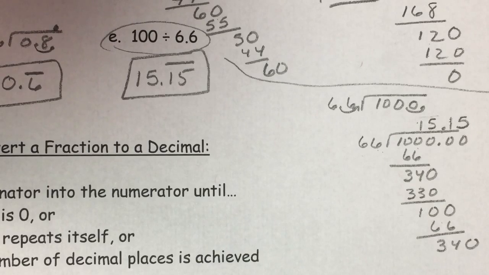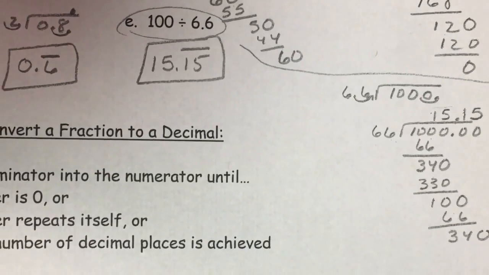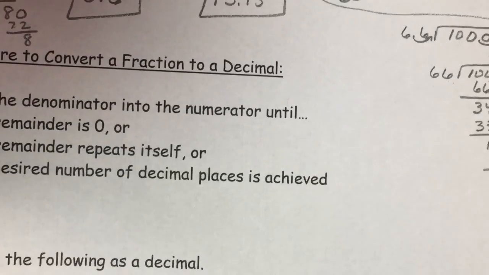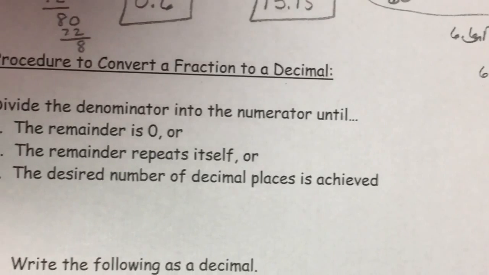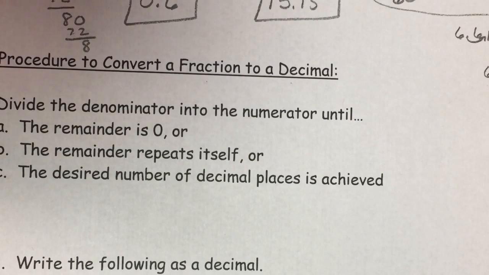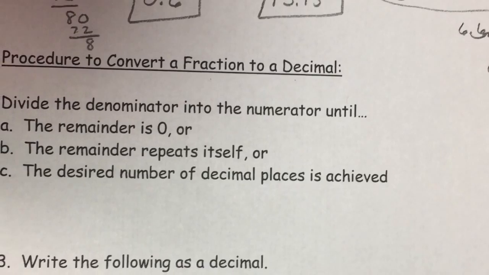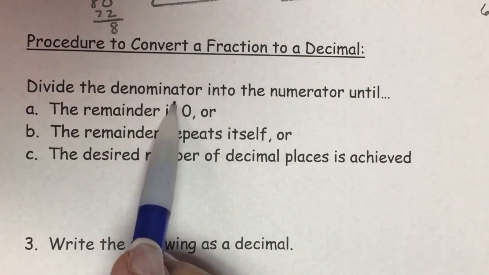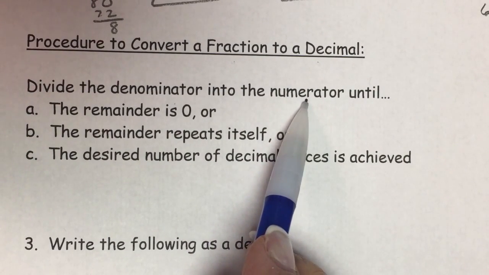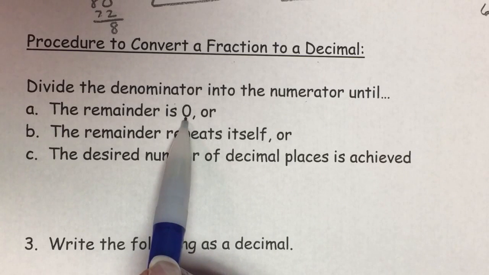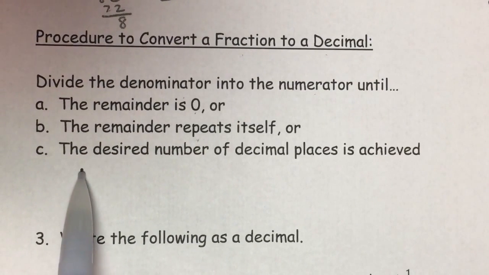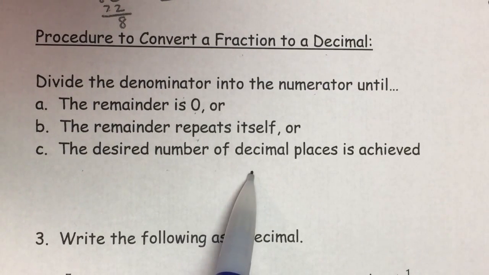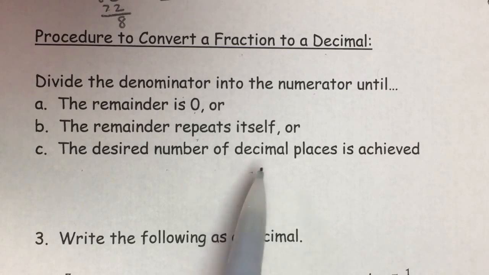All right, last 2 quick examples here. So, how do we take a fraction and change it to a decimal? In simple terms, here's what you do. You divide the bottom into the top. So that's what this says. Divide the denominator into the numerator until it goes in evenly, the remainder is 0, the remainder starts repeating itself, or, as this last one says, the desired number of decimal places is achieved. What that means is if it says round to the nearest hundredth, then you've got those places that you need.